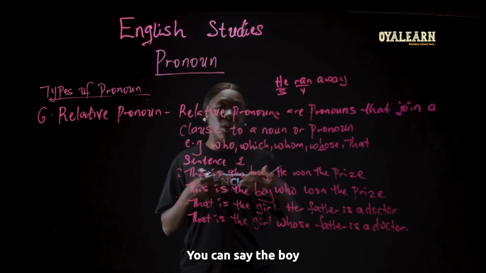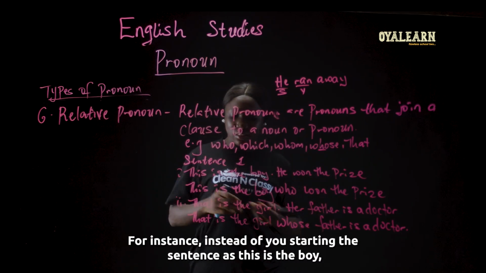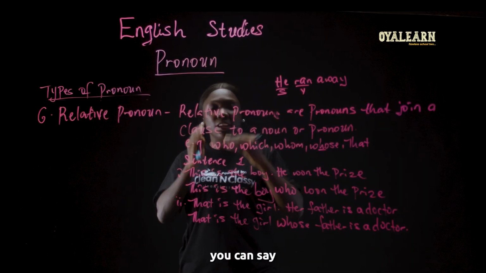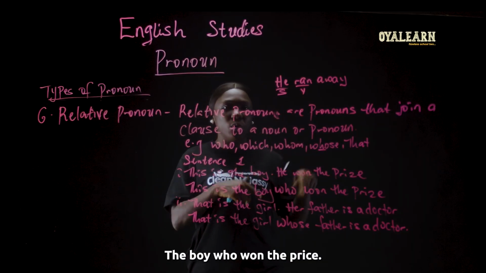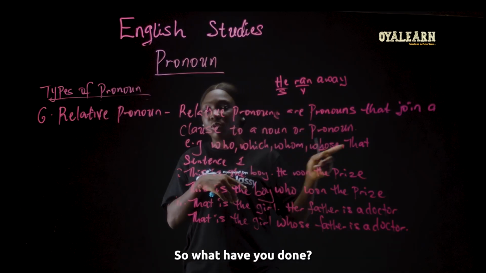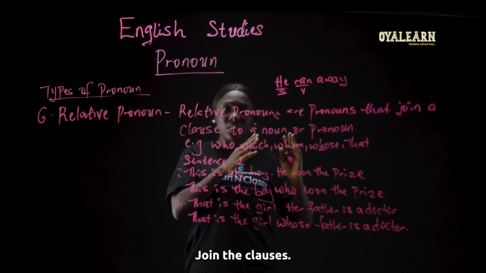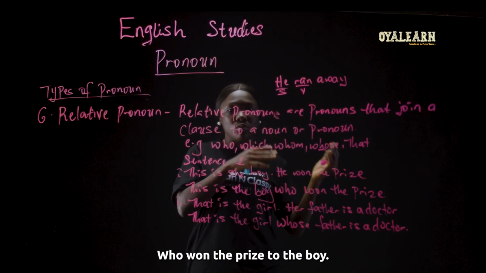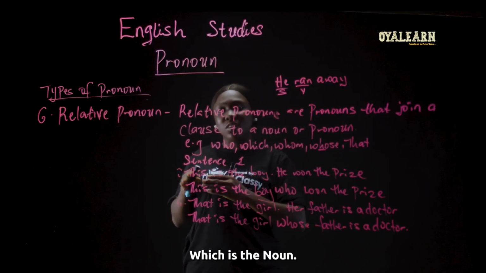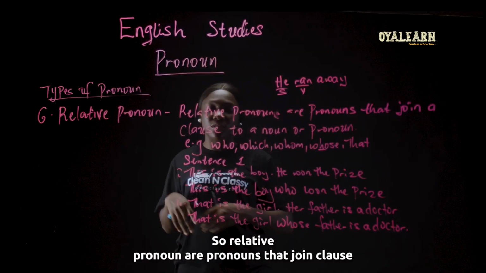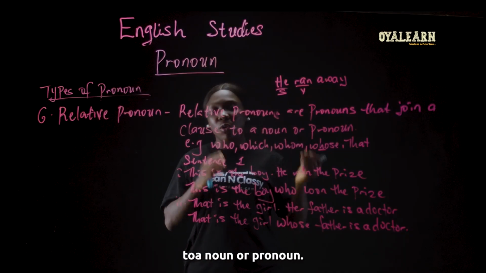You can say the boy who won the prize. For instance, instead of starting the sentence as this is the boy, you can say the boy who won the prize. So what have you done? You have equally joined the clause who won the prize to the boy, which is the noun. So relative pronouns are pronouns that join a clause to a noun or pronoun.